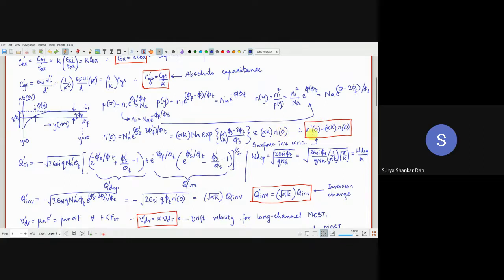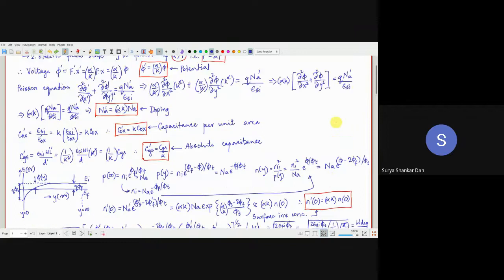So how the surface inversion concentration varies. Now, if you notice carefully, this is also scaling by alpha k, and the doping concentration also scales by alpha k. So that means the free carrier concentration scales by alpha k, because the doping is essentially referring to the free carrier concentration, provided you are using the shallow dopants.